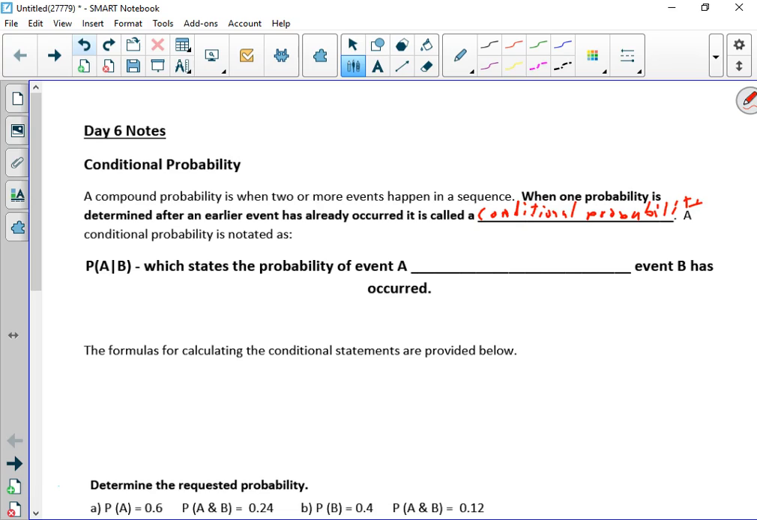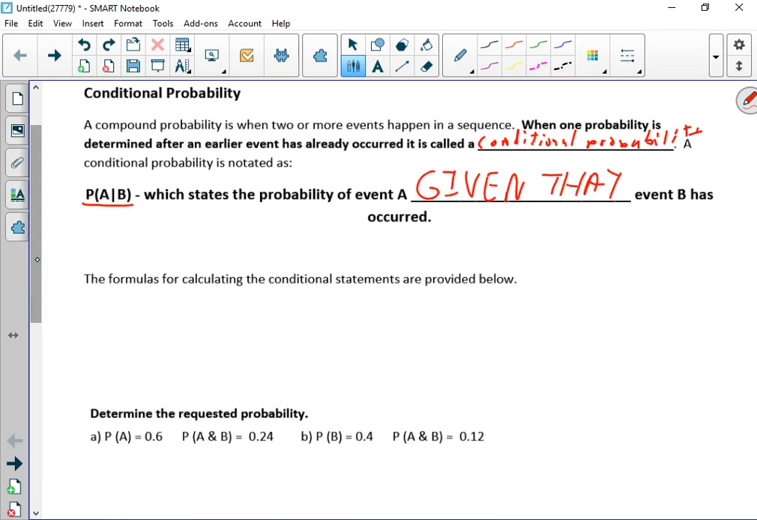A conditional probability is notated as this: probability of A, and there's a vertical line, B, which states the probability of event A given that event B has already occurred. Alright? So A, given that B has already occurred.